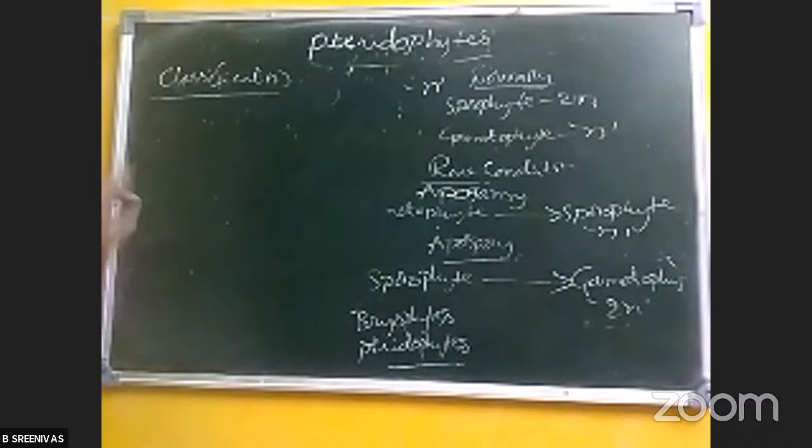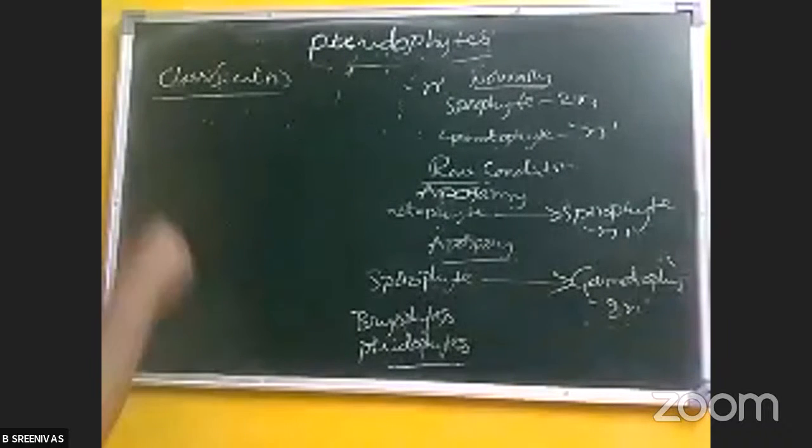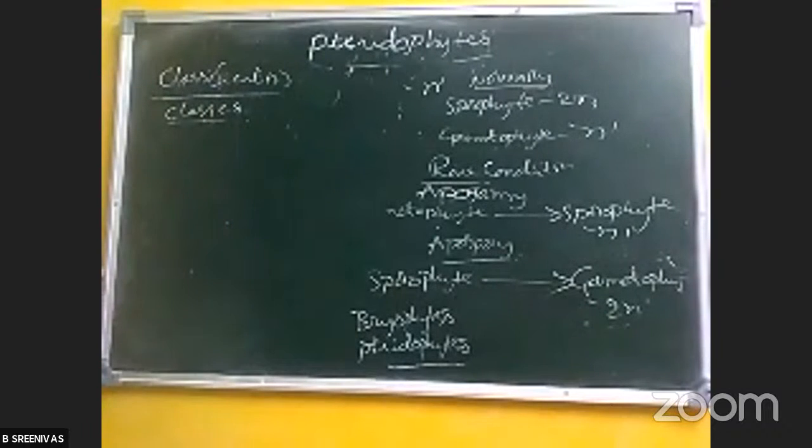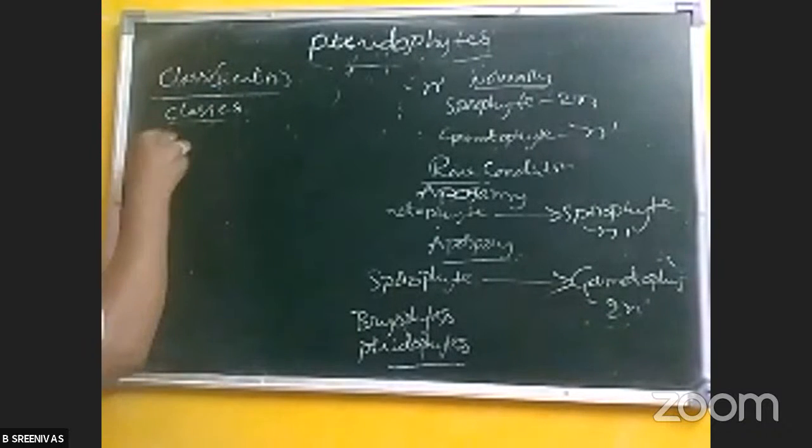So the pteridophytes are classified into different classes. What are they? Can you say Psilopsida, Lycopsida, Sphenopsida, and Pteropsida? Okay, so different classes. First one is Psilopsida.